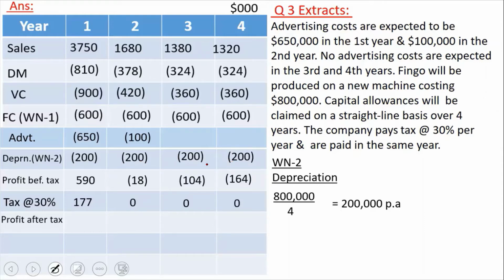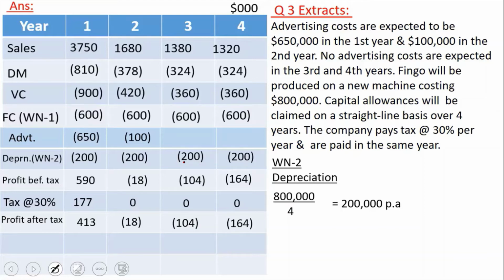So what is the profit after tax? Profit after tax is 590 minus 177. So you get 413 as the profit after tax for year 1. And for year 2, it is negative 18 minus 0. So it's again negative 18. And for years 3 and 4, it is negative 104 and negative 164. So we get the profit after tax.